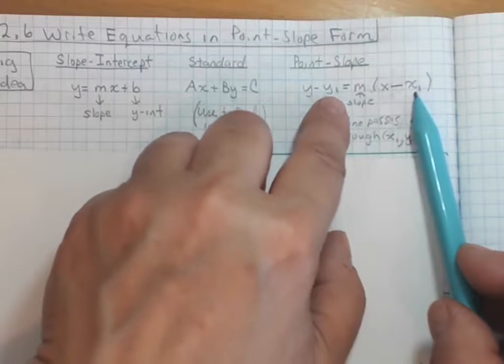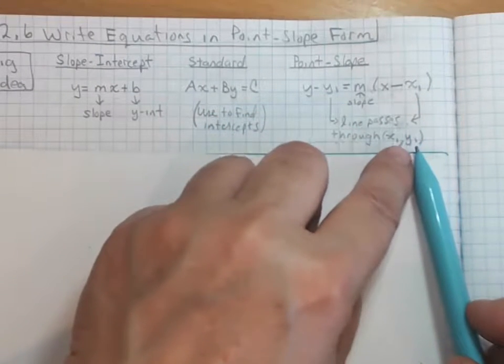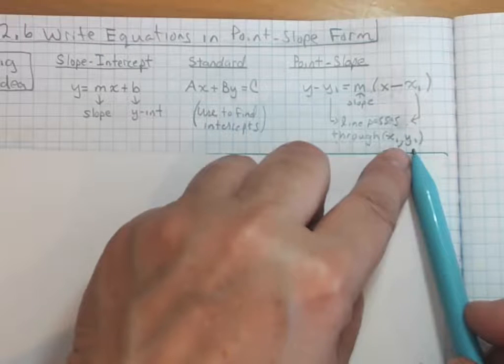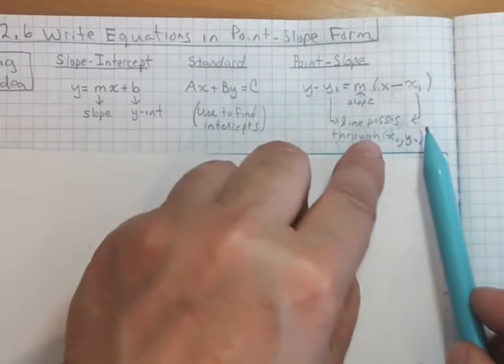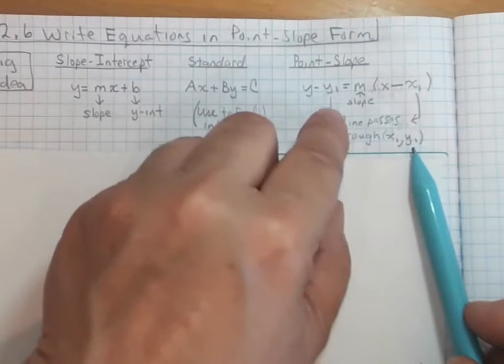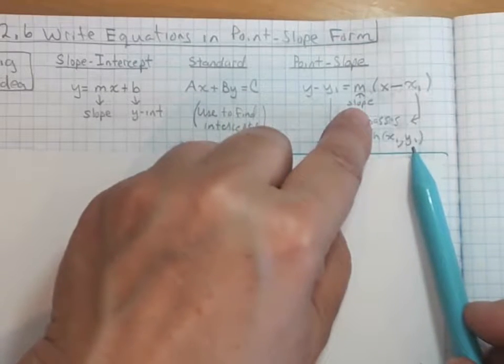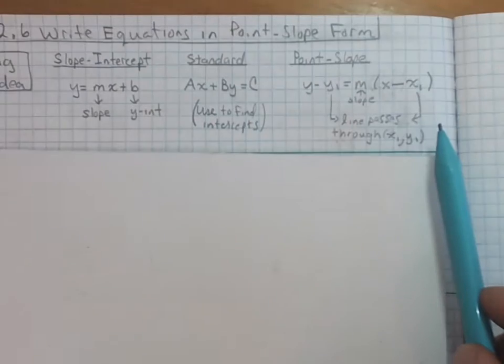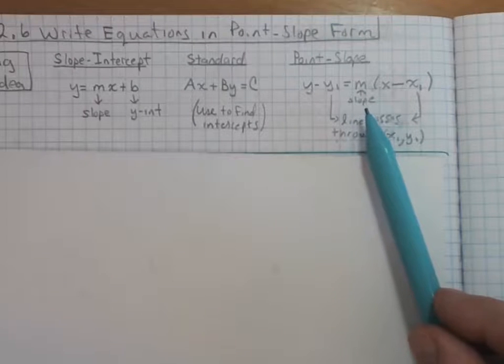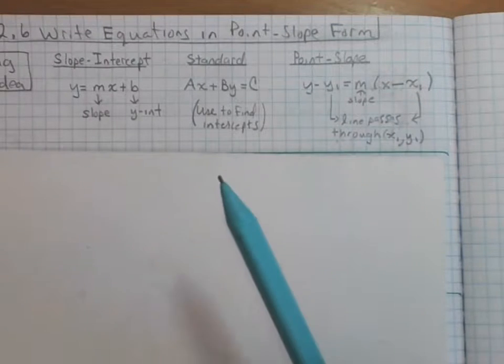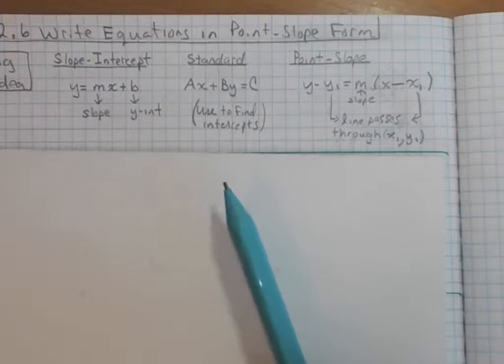And if you put the x1 and the y1 together, you get an ordered pair that the line passes through. So the line that we're trying to describe will pass through (x1, y1), and it will have the slope of m. So it has those two qualities. If we know any point on the line and we know the slope of the line, then we can use this equation and write the linear equation.